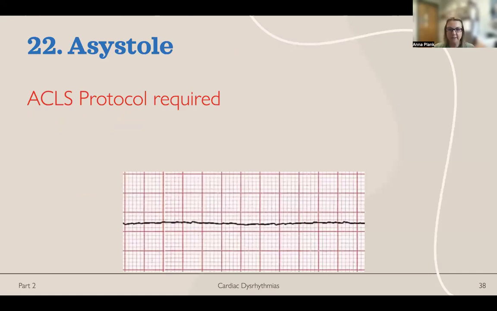And then when it does get to asystole, it's very difficult to get the heart to restart a conduction when there isn't any. If there's something there, we can work with it. If there's nothing, it's very difficult for us to have a successful outcome.